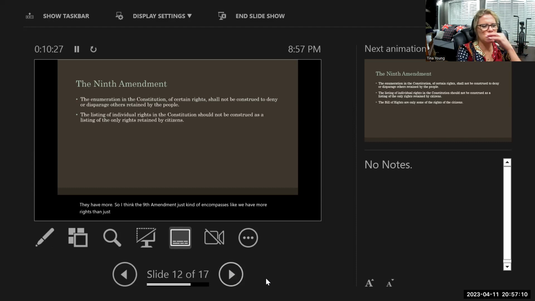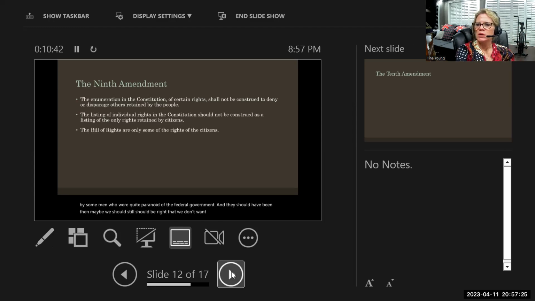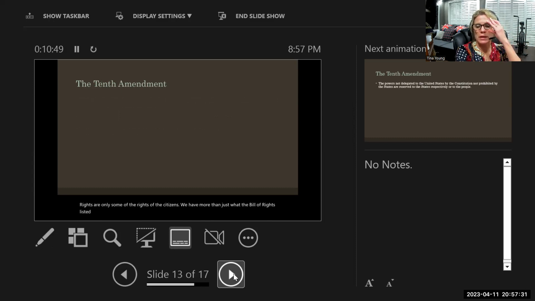So I think the Ninth Amendment just encompasses that we have more rights than just that. As you can tell, our Constitution and the Bill of Rights was written by some men who were quite paranoid of the federal government. And they should have been. And maybe we still should be, right? We don't want them to control us. The Bill of Rights are only some of the rights of the citizens. We have more than just what the Bill of Rights listed. And that's basically what that says.